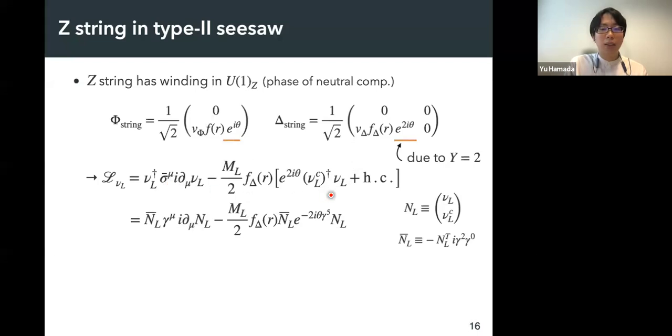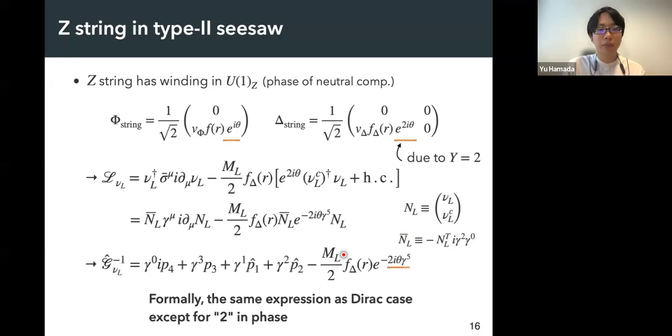But this expression is a little bit annoying. So let's rewrite this expression by introducing N_L. This is called the Nambu-Gorkov spinor. This is a 4-component spinor given by ν_L and ν_L^c, and this capital N_L bar is given by this expression. Then we get this simple expression for the left-handed neutrino.